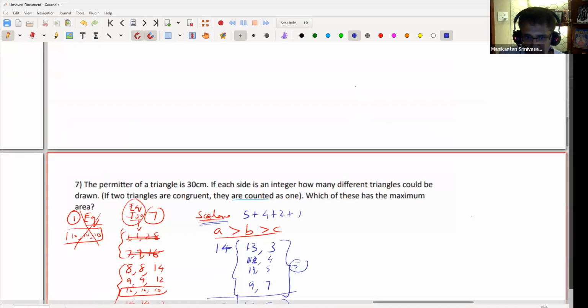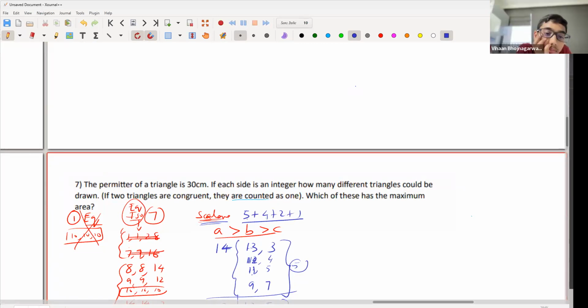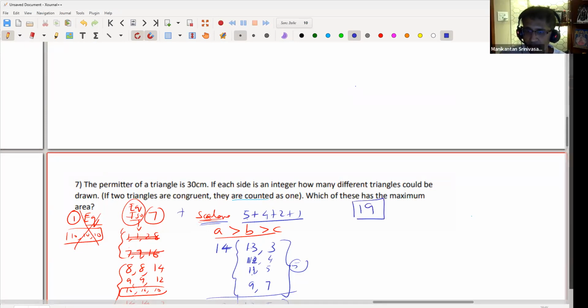So the total number of triangles is whatever this is. 5 plus 4 plus 2 plus 1, how much is this, guys? 12. Plus 7, total of 19. This is how we count. Does it make sense, Kunal and others? How do you systematically count? Apurva, make sense? Yeah. Okay.